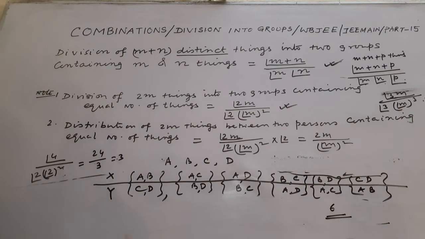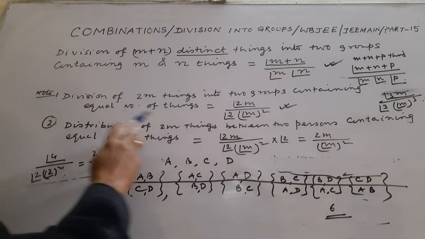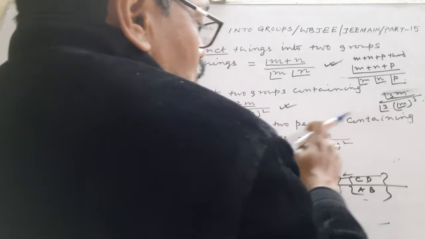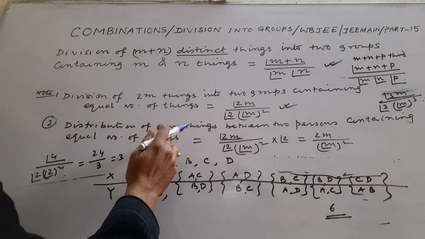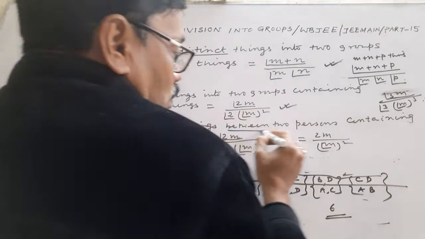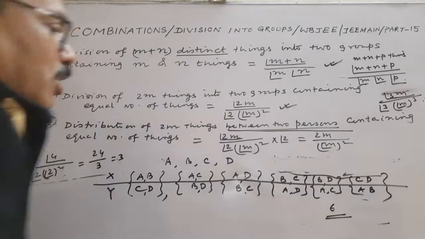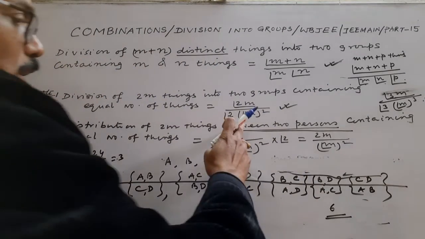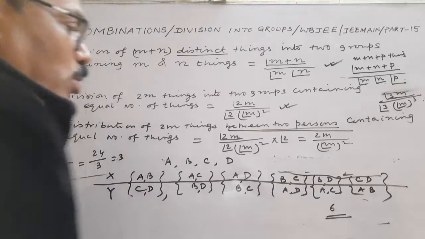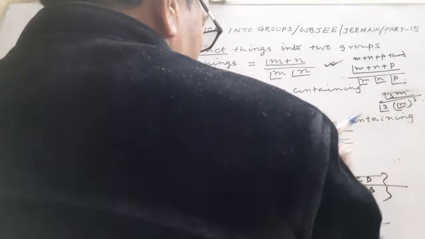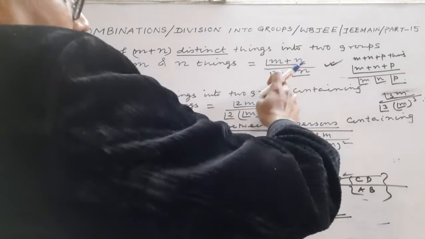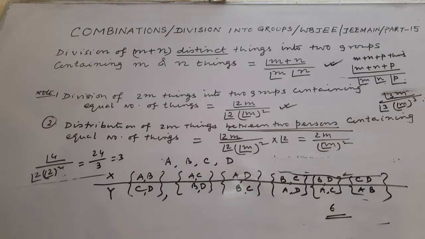So look at the note 2. Distribution of 2m things between two persons containing an equal number of things. Here, two groups between two persons. So the formula is again factorial 2m by factorial m whole square. You put m equals to n, factorial 2m by factorial m whole square.